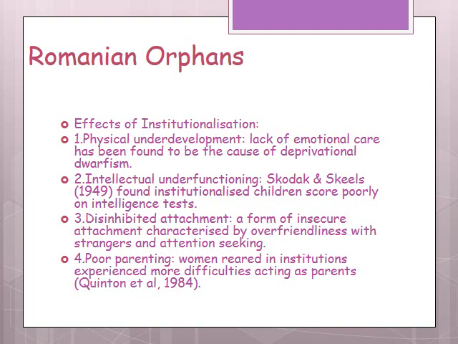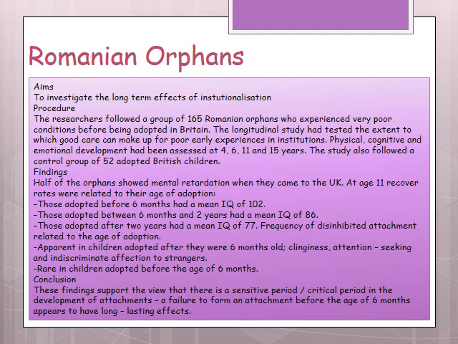Generally they are physically underdeveloped. There has actually been a link between deprivation and dwarfism. They are intellectually underfunctioning, so they score poorly on intelligence tests. They have disinhibited attachment, a form of insecure attachment. They are overly friendly with strangers and they attention seek. And poor parenting themselves, particularly women who go on to have their own offspring, will find it difficult to be a parent themselves. So, Rutter's Romanian orphan study.